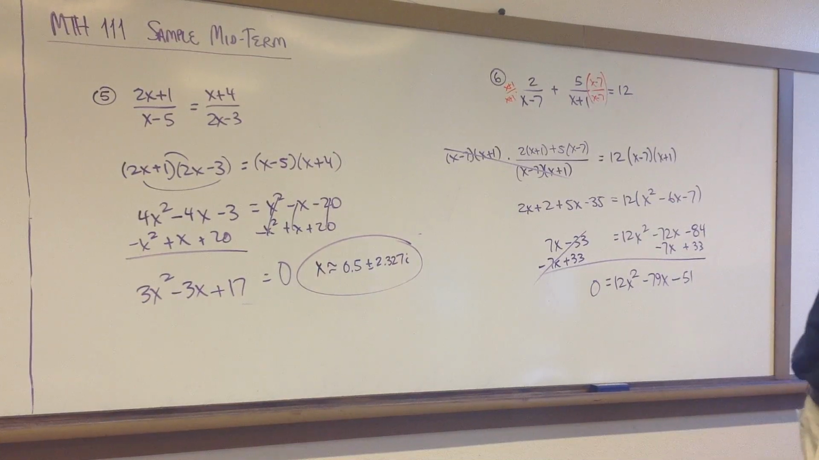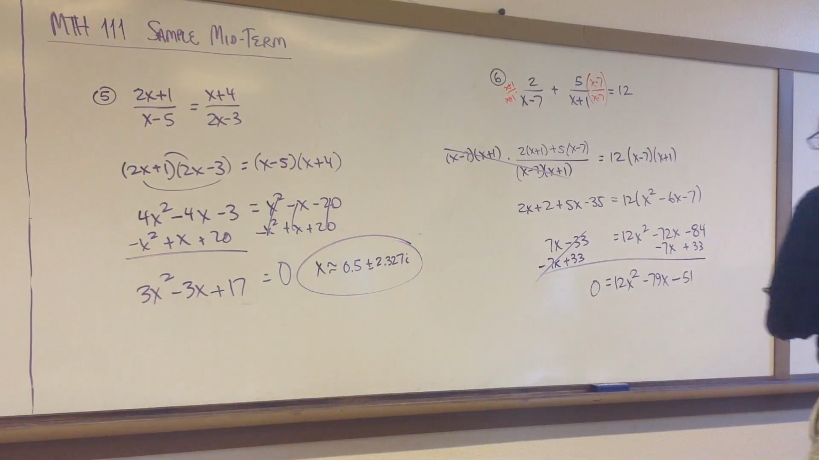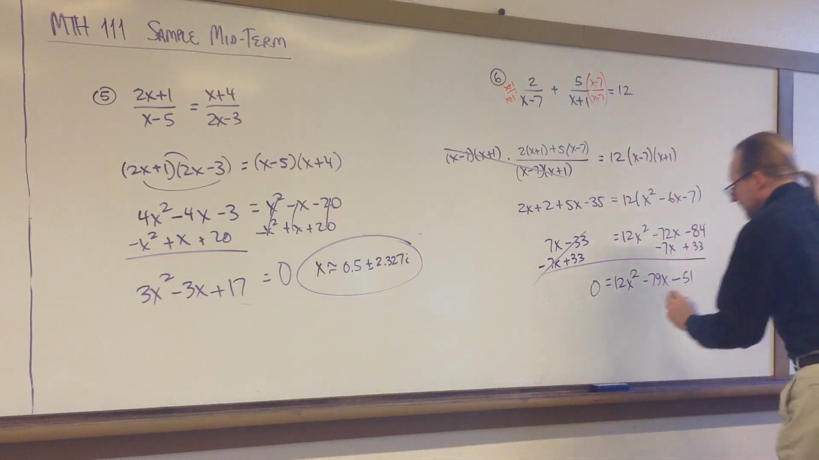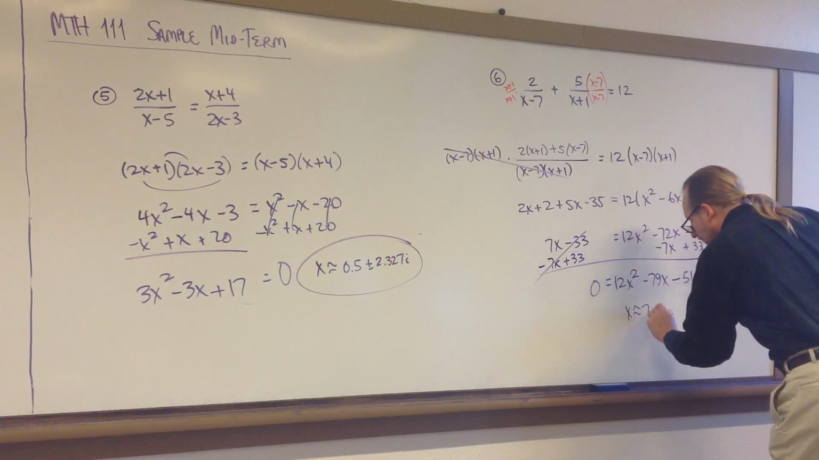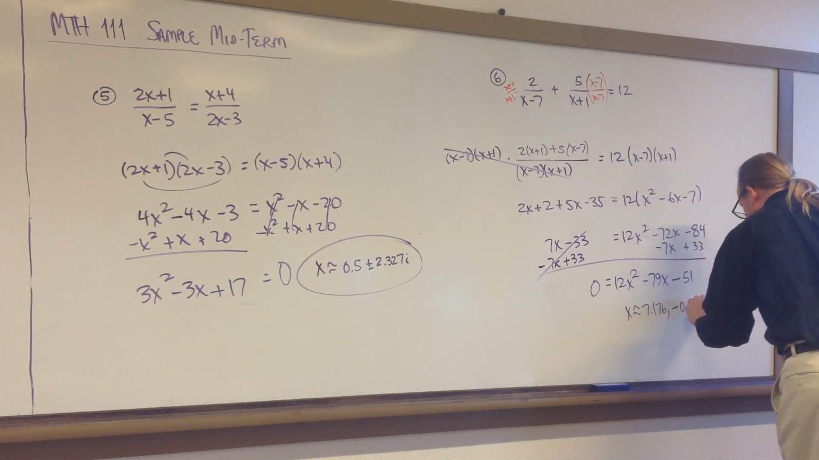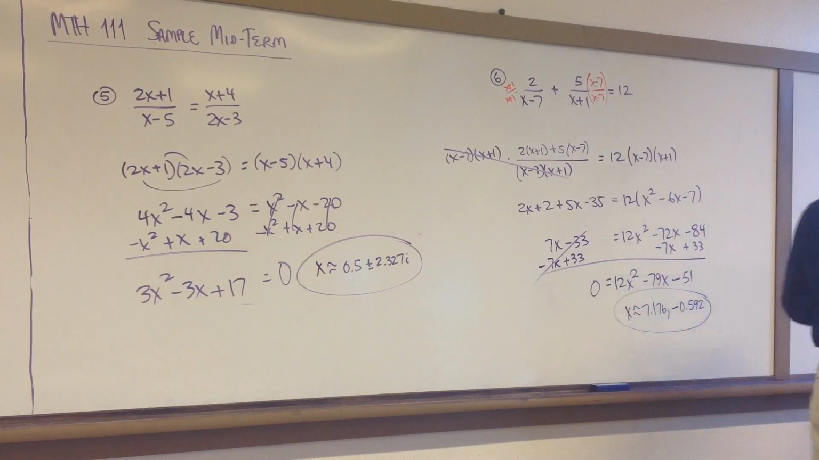Okay, let's run that through the quadratic. Let's see, 12 is A, minus 79 is B and minus 51 is C. And so our answer here, 7.176 or negative 0.592. And there we go. Okay, that's problem 6.